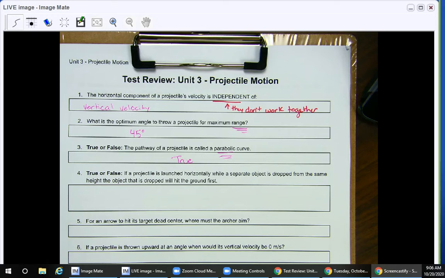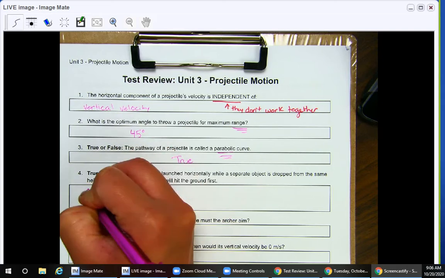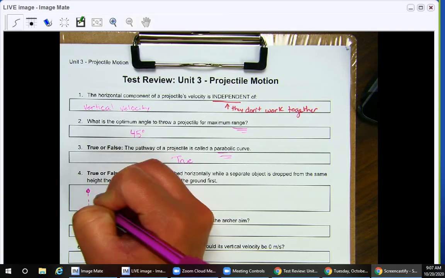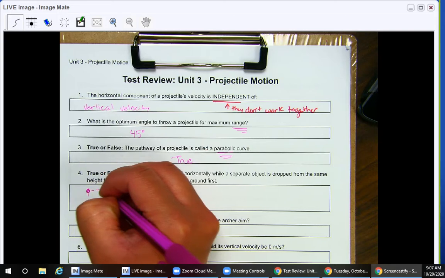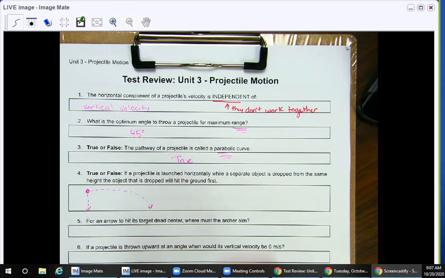True or false, if a projectile is launched horizontally while a separate object is dropped from the same height, the object that is dropped will hit the ground first. So let me draw that out for you. We have an object going straight down, and then we have an object shooting out and going down. So that's kind of like the video from Mythbusters with the bullet going down and then the bullet being shot straight across. Which one hit the ground first in that video?